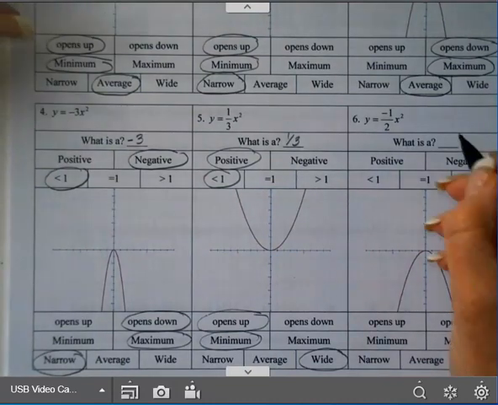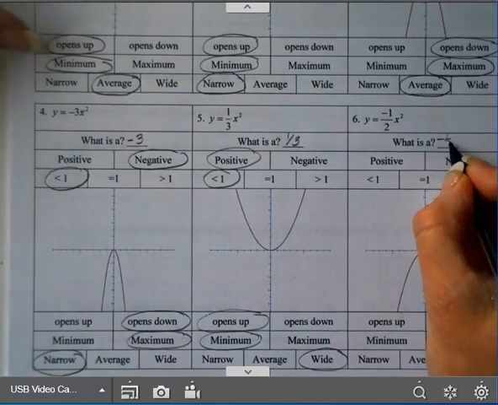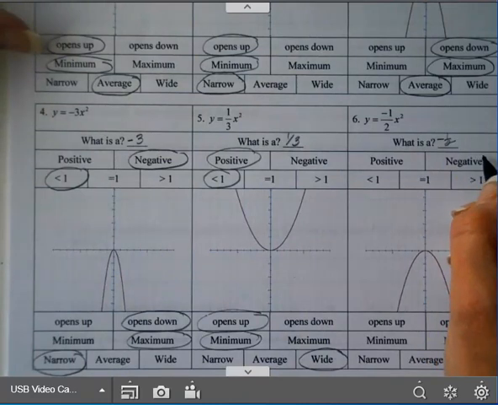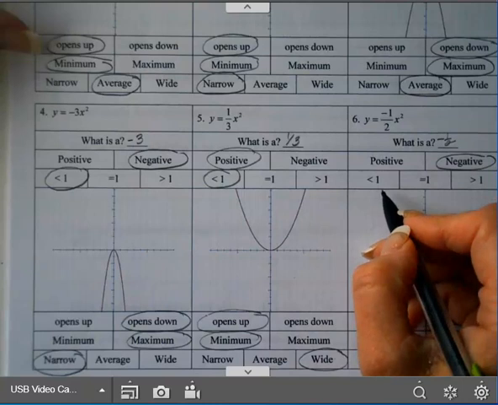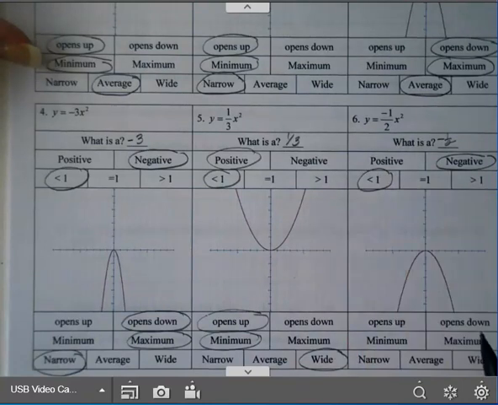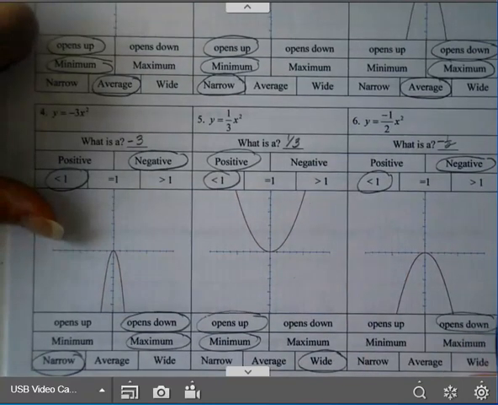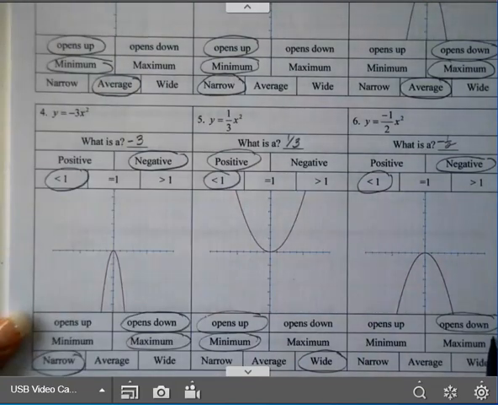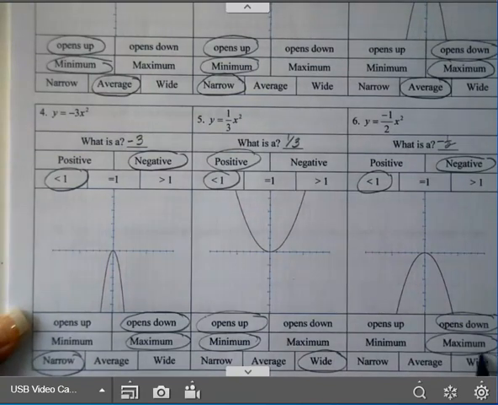Our last one, we have a is negative 1/2. This is negative. It is less than 1. It opens down. It has a maximum, and my graph is wide.